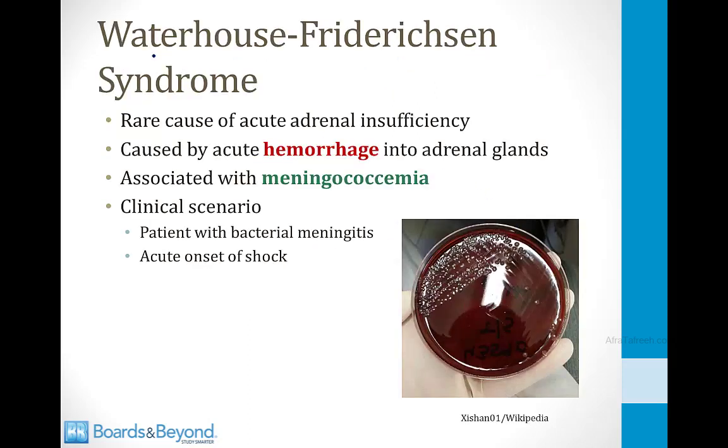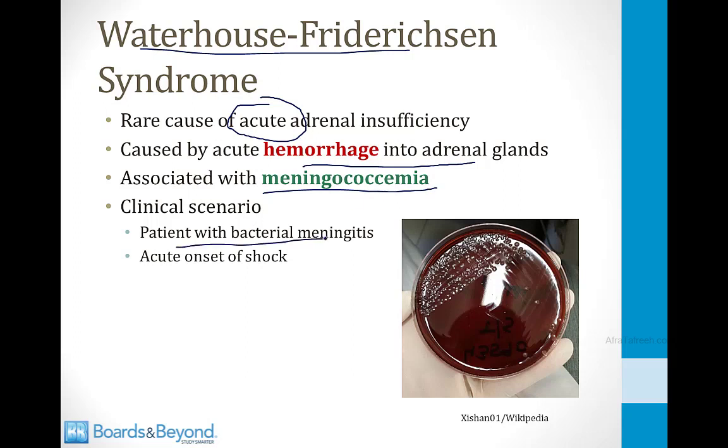A rare cause of adrenal insufficiency, but one you should definitely know about for your board exams, is the Waterhouse-Friderichsen syndrome. This causes acute adrenal insufficiency, and it's caused by hemorrhage into the adrenal glands, and it's strongly associated with meningococcemia. So you need to remember this condition if you see a patient who has bacterial meningitis and has the acute onset of shock. That person may have developed hemorrhage into their adrenal glands, and they may have acute adrenal insufficiency, and they need steroids if they're going to survive their meningococcus infection.